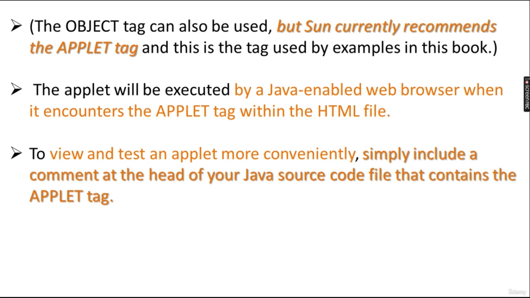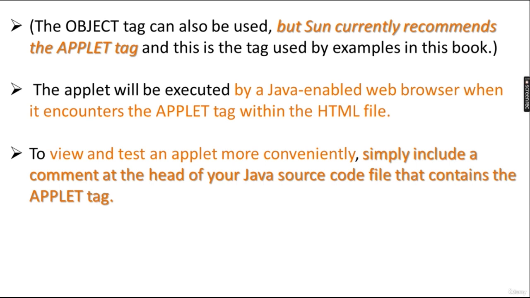First of all, whether Chrome or Firefox or any web browser that is Java enabled on your PC, when you double click on the HTML file that has the applet tag, it will be run on the web browser that is Java enabled, when it encounters the applet tag within the HTML file.